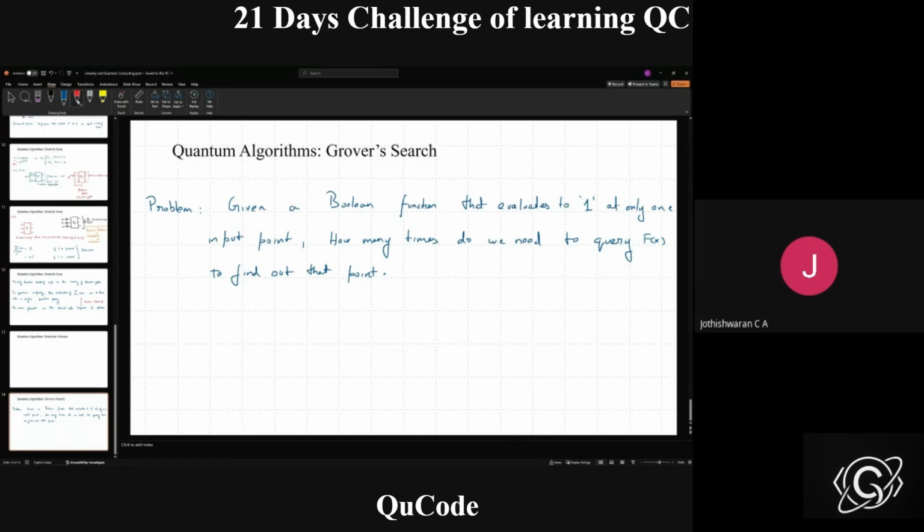So classically, one would need approximately to the order of 2 to the power n queries to solve this problem. At least this is our understanding. Okay, so over here, let me be very clear. One would need these many queries to solve this problem. Let me say so far.